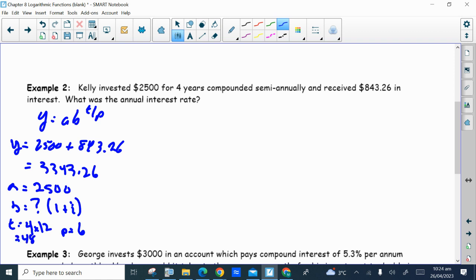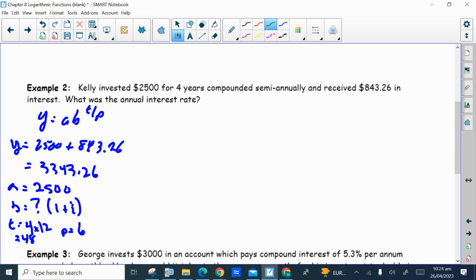Now, you don't have to do what I just did. I mean, in this case here, you could just say, well, I know the exponent on the 1 plus I will be 8, because it's compounded twice a year for 4 years. So it's going to be calculated 8 times. That is the exponent on B. That is the value of T over P. But there are going to be some cases where we have to find T or P, and so we need to know how those two go together to get the exponent. So that's why I'm taking the time to talk about that now.